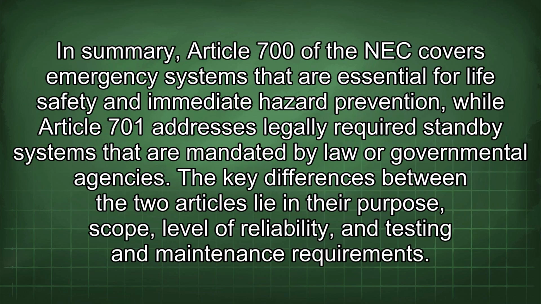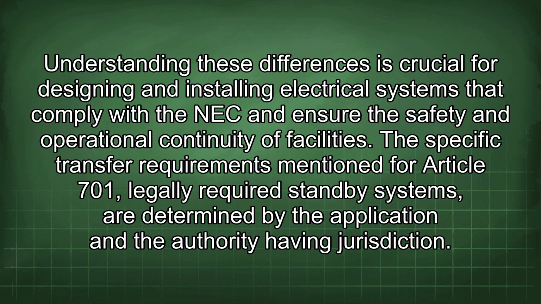In summary, Article 700 of the NEC covers emergency systems that are essential for life safety and immediate hazard prevention, while Article 701 addresses legally required standby systems that are mandated by law or governmental agencies. The key differences between the two articles lie in their purpose, scope, level of reliability, and testing and maintenance requirements. Understanding these differences is crucial for designing and installing electrical systems that comply with the NEC and ensure the safety and operational continuity of facilities.